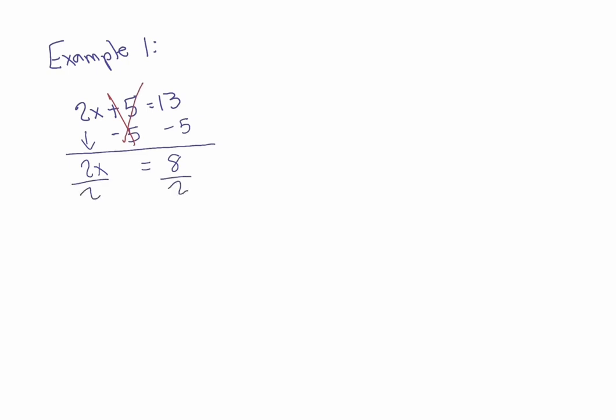Now we're going to divide both sides by 2, since the 2 and the x are bound by multiplication. When we divide the left side by 2, we get just an x because the 2's cancel out. On the right side, we're going to do 8 divided by 2, which is going to be 4. So the solution is x equals 4. Let's look at a second example.